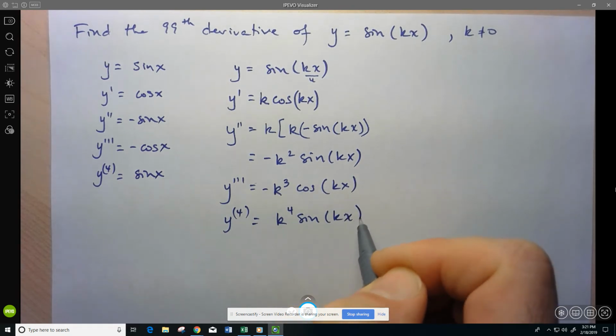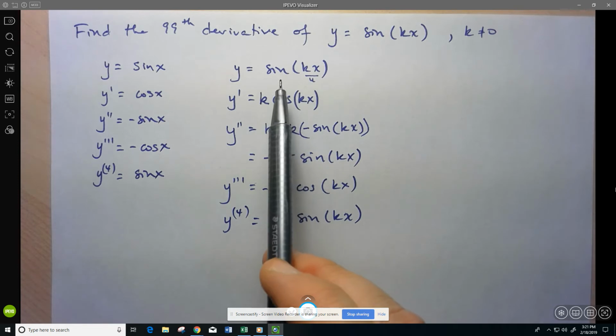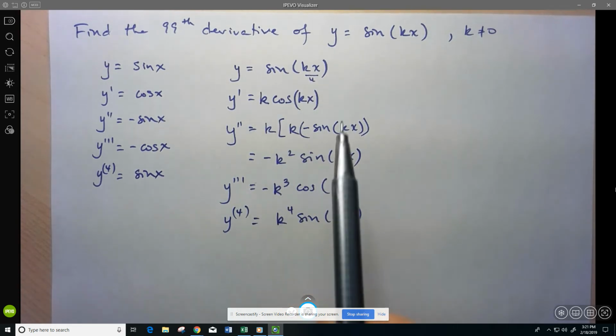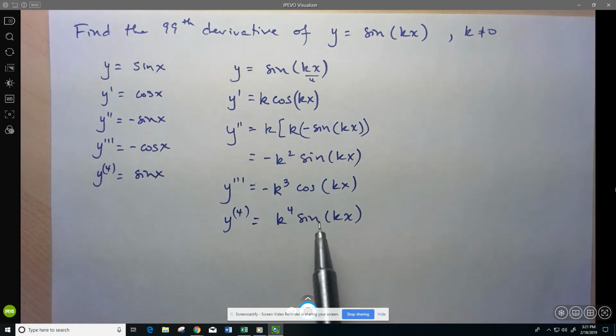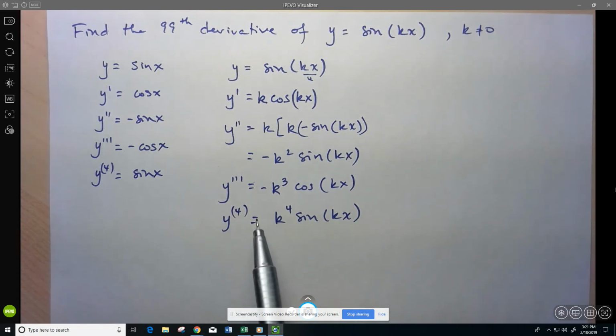Okay. And what we see is not quite an exact repetition, because obviously I started with sine of kx, but I do see a pattern here that I get back to sine of kx, except I now have 4 factors of k included there. And we see that the exponent of k is just going to be the number of derivatives that I've taken. All right, so the question is, how does that take me to the 99th?